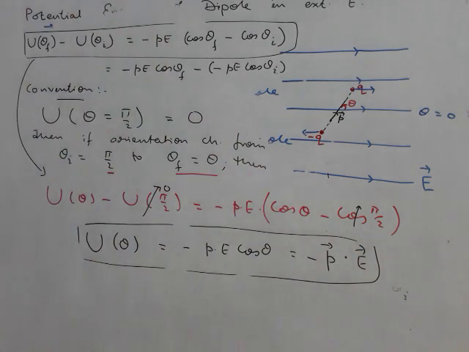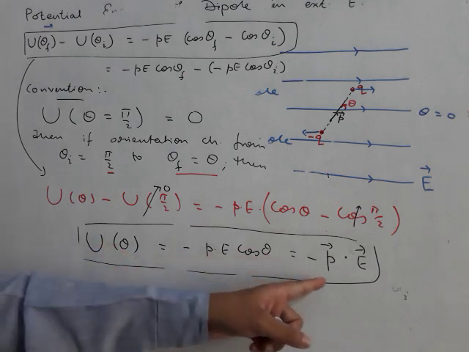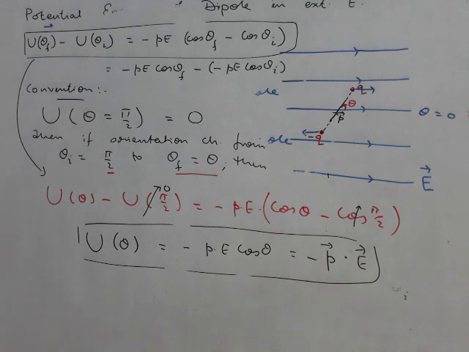Please practice this particular derivation. So there are two derivations. Last chapter we did the derivation for torque. Torque is equal to P cross E, and here we have discussed potential energy for a dipole, that is given as minus P vector dot E vector.